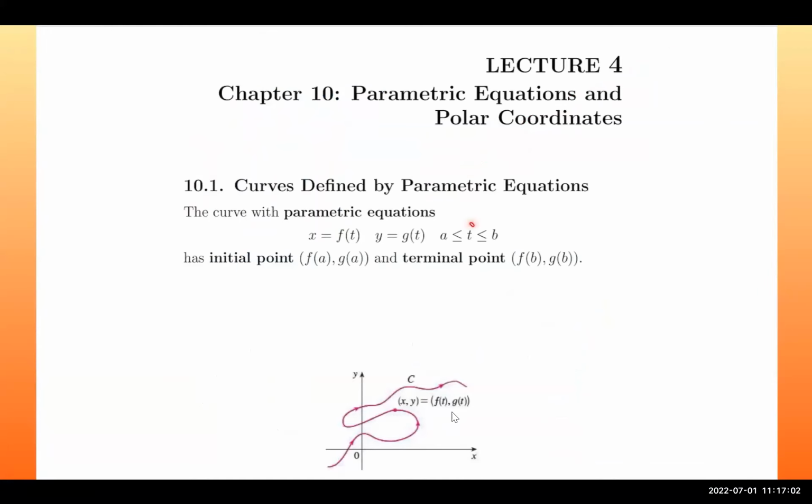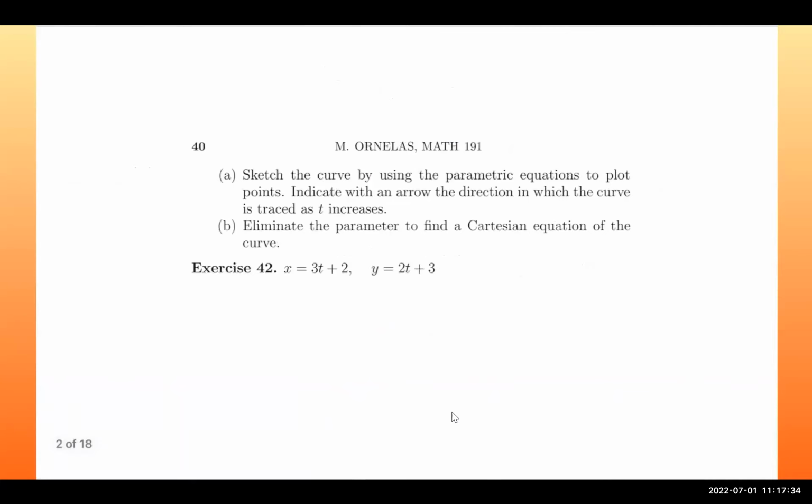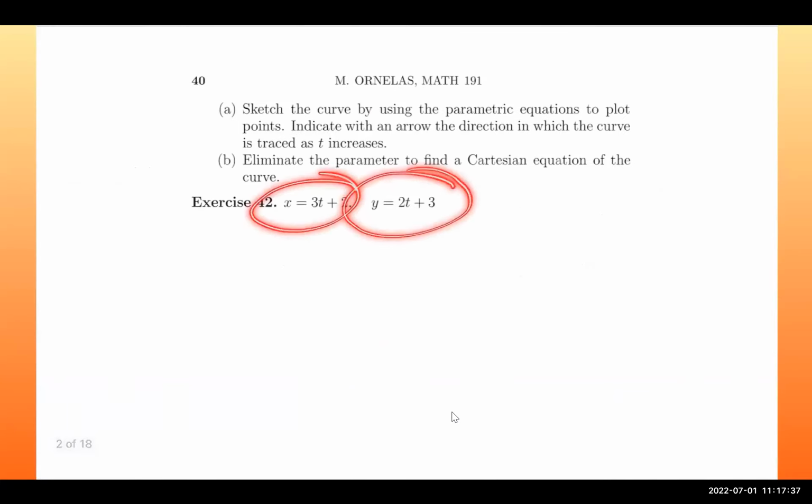This is section 10.1, curves defined by parametric equations. In this section, we introduce a new variable, t, and x and y will be functions of t. What this allows us to do is to trace a parametric curve with initial point f(a), g(a), and terminal point f(b), g(b), and the direction is in the direction of the arrow. So let's trace this curve here, defined by these two functions.